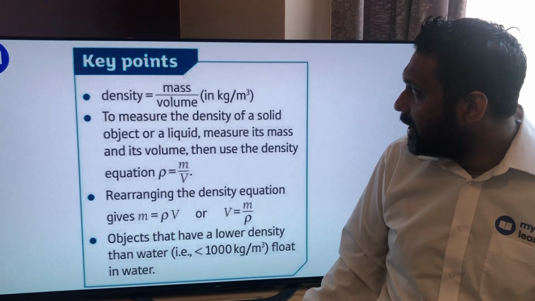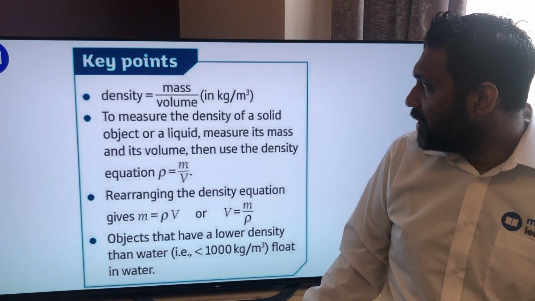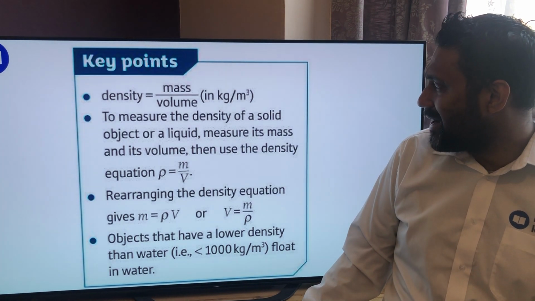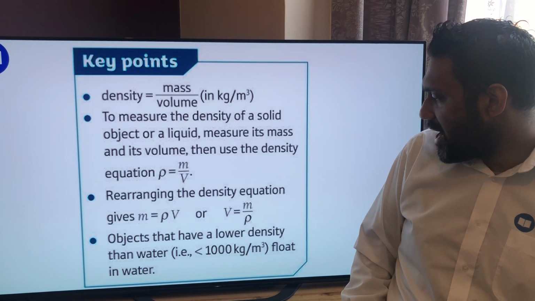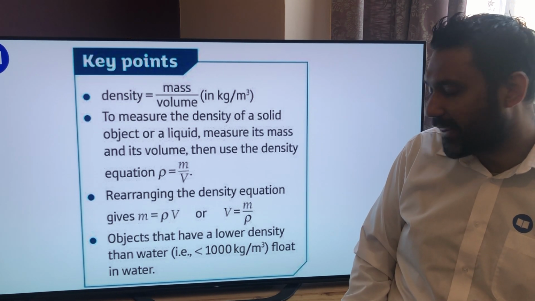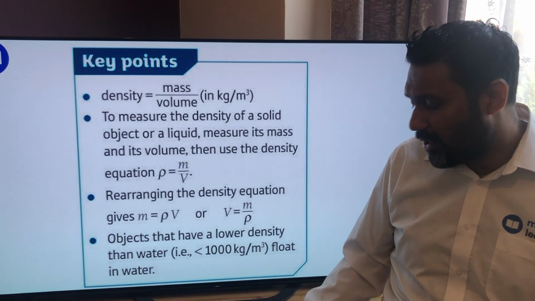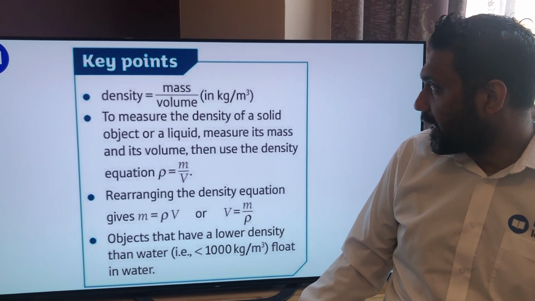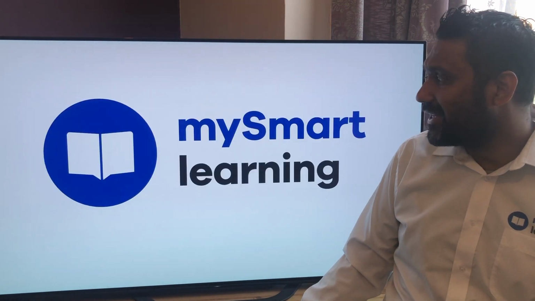Okay, so here's some key points. Density is mass divided by volume. To measure the density of a solid object or a liquid, measure its mass and divide it by its volume. You can rearrange this equation like we talked about before, and if the density is less than 1 kilogram per decimeter cubed, or 1 gram per centimeter cubed, it will float, and if it's more than that, it will sink. Okay, some exam questions for you guys to have a go at as well. But that's the end of that lesson.